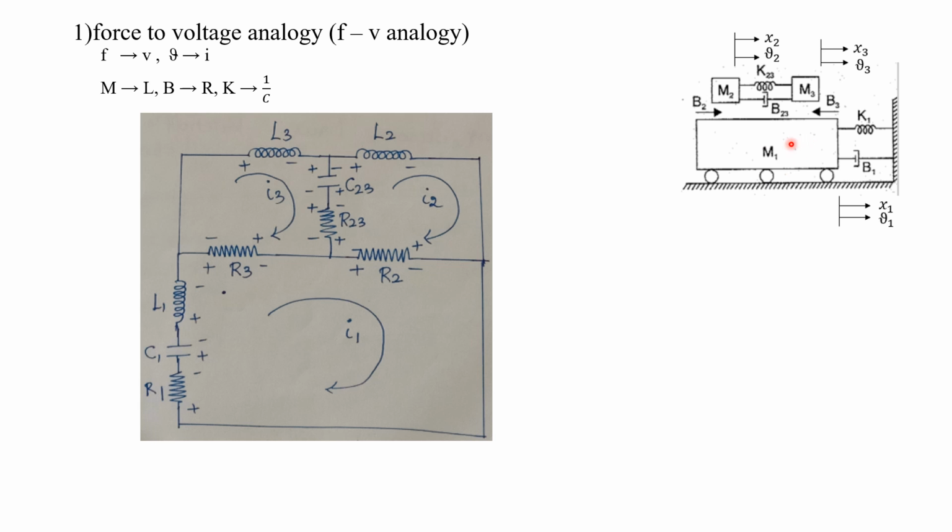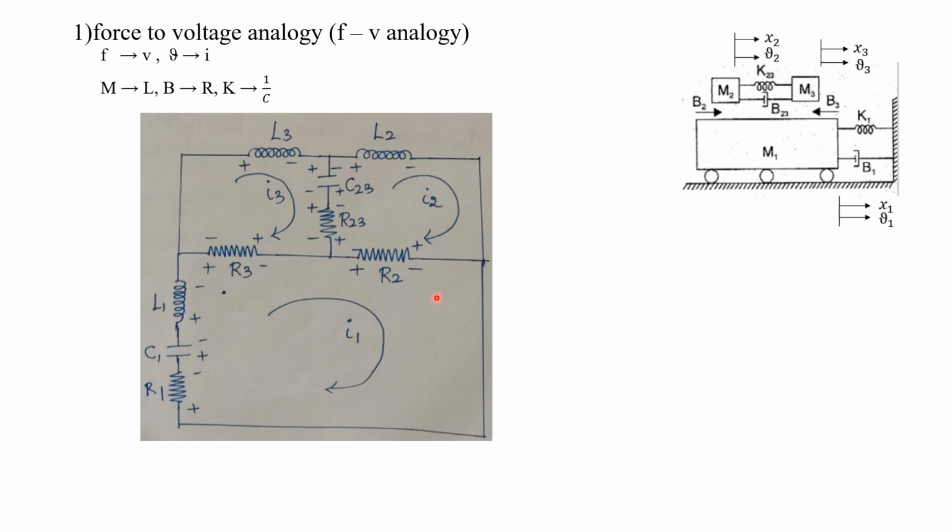Now what are the elements connected only to this M1? K1 and B1. K corresponds to C, so K1 will be C1. Then B corresponds to R, so B1 will be R1. In this branch, don't draw any of the elements because this represents the ground. The elements connected to only this mass M1 should be represented in this branch, as well as in this branch.